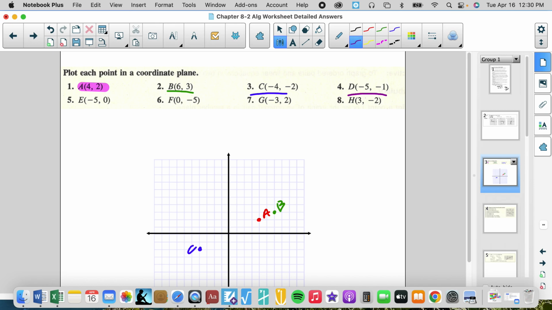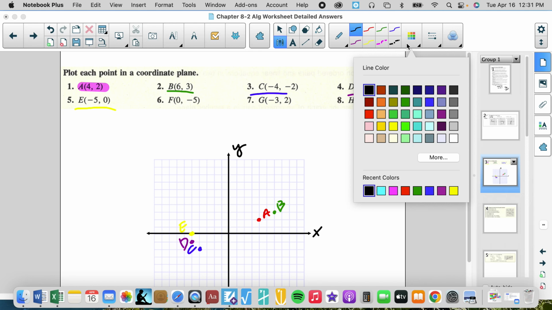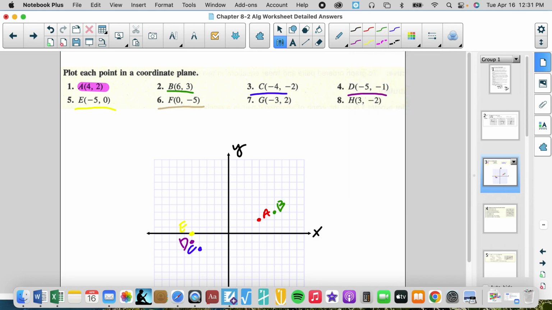Let's do D, -5. 1, 2, 3, 4, 5. -1 is here. Again, way to put it right next to the 2. E is -5 on the x and 0 on the y. So that is going to be E. We don't move anywhere off of the x-axis. This is the x-axis. This is the y-axis. Let's do, oh, that's a nice color, skin tone. 0 on the x, so we're not going to move off of the y-axis. Then we're going to go down 1, 2, 3, 4, 5. So that is going to be F.